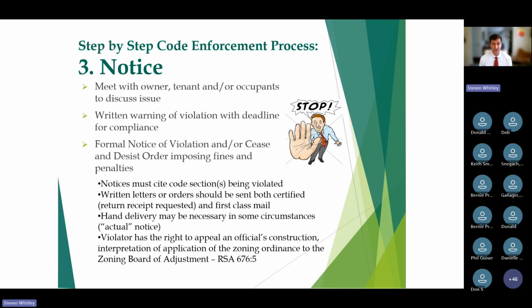Hand delivery is necessary in some instances as well, when you really have a tight time frame and want the violator to know that they need to cease and desist immediately. If your notice involves the interpretation of the zoning ordinance or an enforcement decision, then they have a right of appeal to the ZBA pursuant to 676:5.